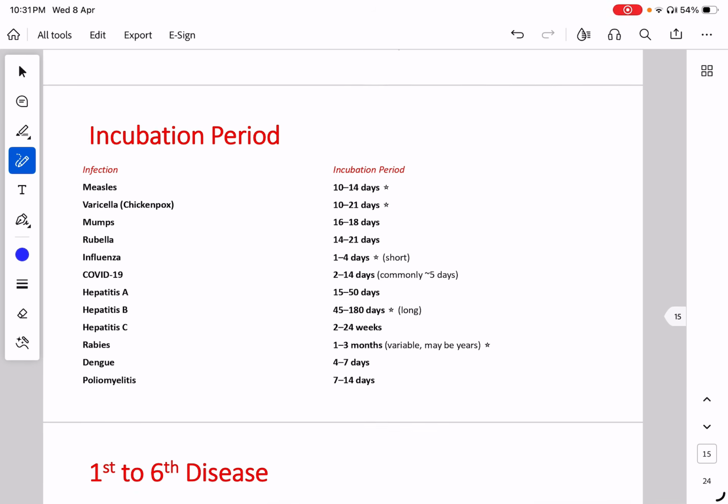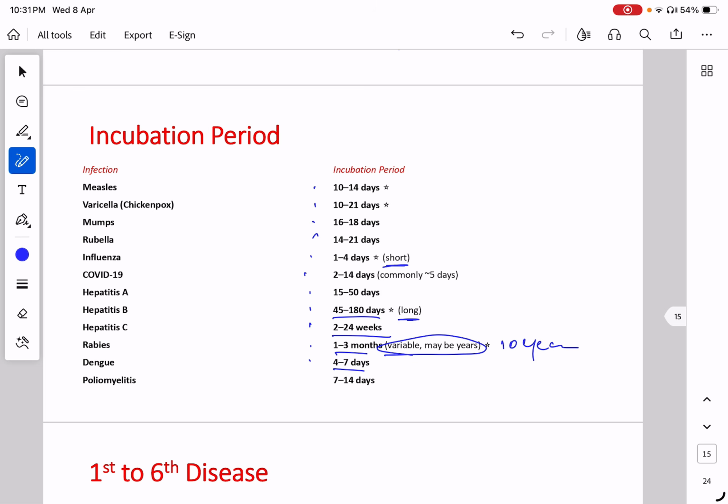Okay. Incubation period: measles 10 to 14 days, varicella chickenpox 10 to 21 days, mumps 16 to 18 days, rubella 14 to 21 days, influenza again very short incubation 1 to 4 days, COVID-19 2 to 14 days, hepatitis A 15 to 20 days, hepatitis B long incubation 45 to 180 days. It's a chronic illness. Hepatitis C again long incubation because of chronic illness. Rabies 1 to 3 months, and it is variable. It can be up to years, around 10 years.